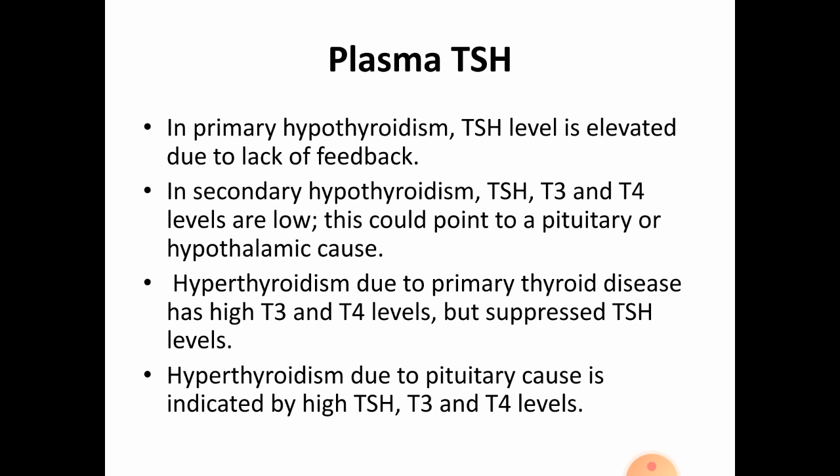In hyperthyroidism due to primary thyroid disease, we can observe high T3 and T4 levels, but the TSH level is suppressed. In hyperthyroidism due to a pituitary cause, it is indicated by high levels of TSH, T3 and T4. All TSH, T3, T4 levels will be high in hyperthyroidism due to pituitary cause.